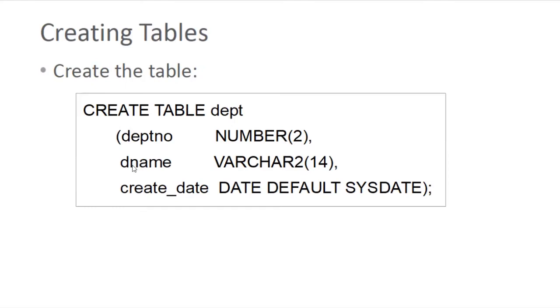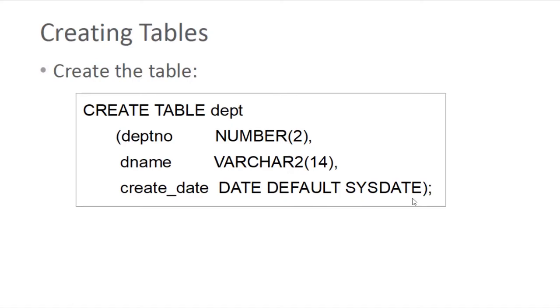The second column is dname. Data type is varchar2, column size 14. It means that varchar2 is a data type that stores variable strings. Third column is your create date. Data type is date. So you set the default value of this column. The default value is your system date.